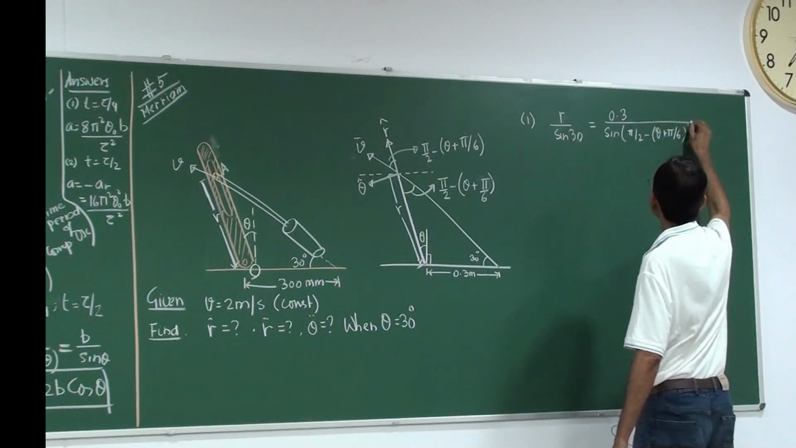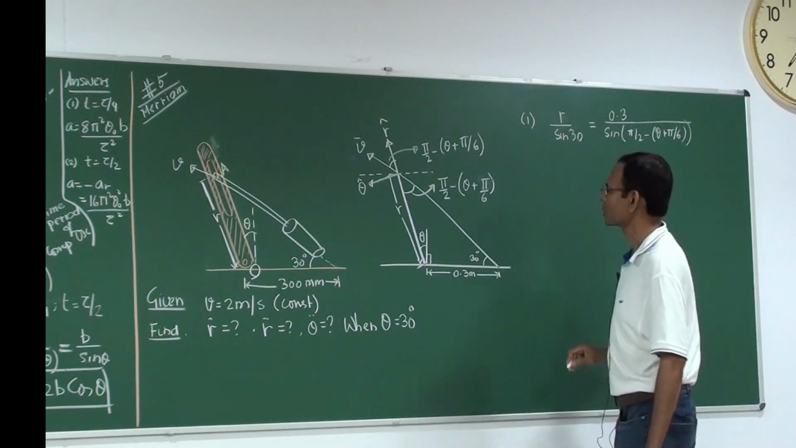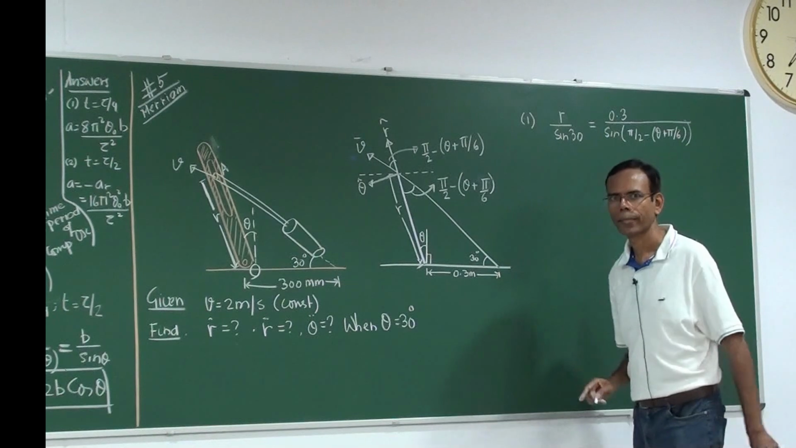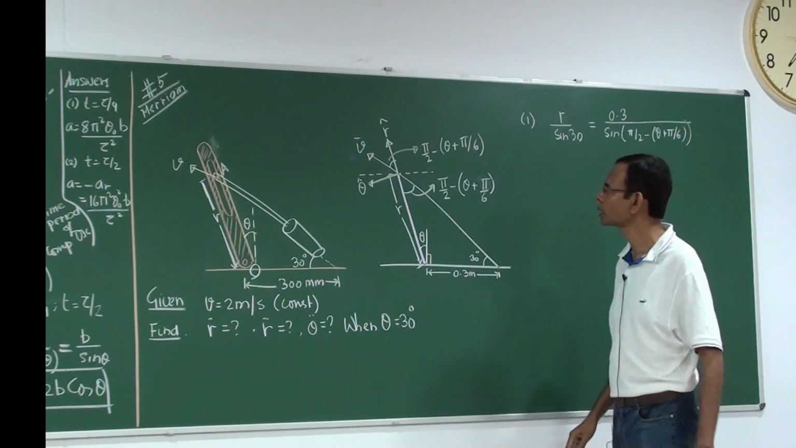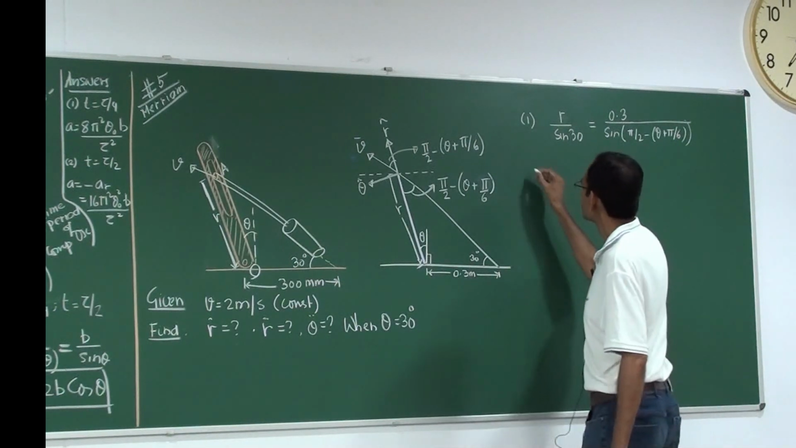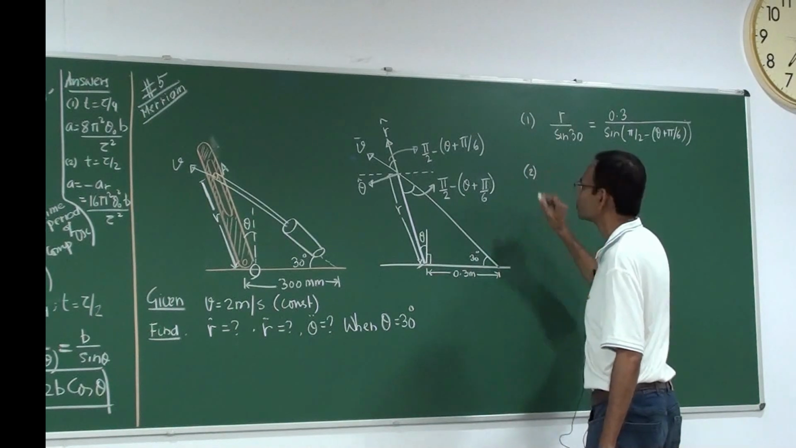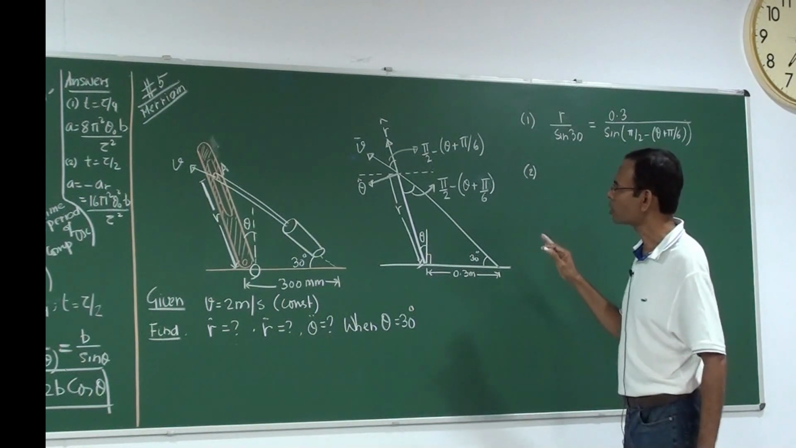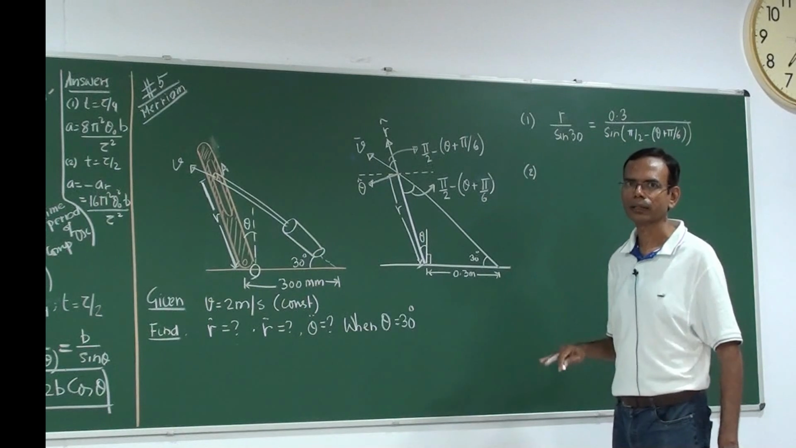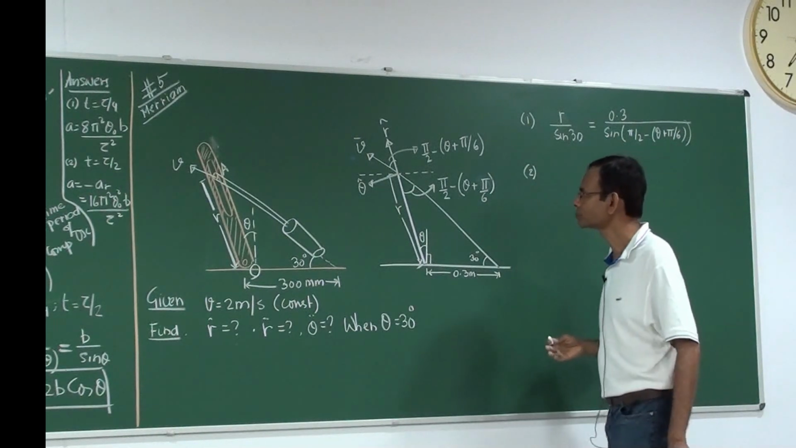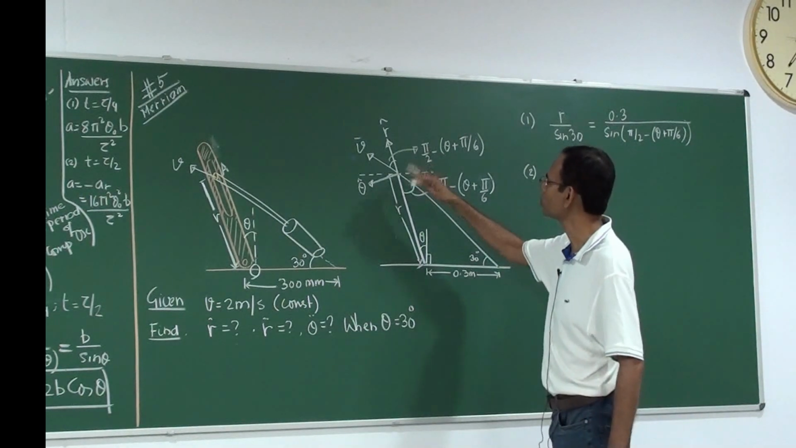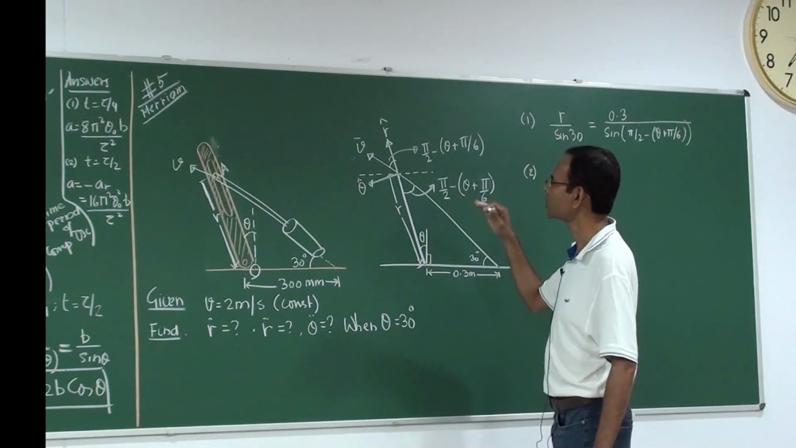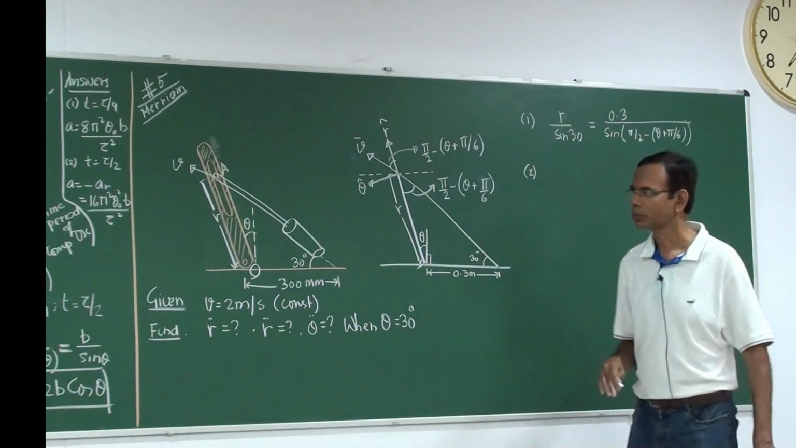Whatever that is. So that is one relation that you get from this geometrical figure. Then, the second relation will be with the case of velocity. Velocity component. Velocity I know. So from the velocity component, basically I can find out.